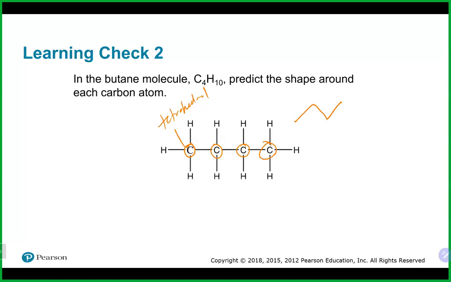And again, that is four carbons, basically, yes. And this guy right here would be this carbon. This guy right here would be this carbon. This guy right here would be this carbon, and this guy at this end would be that end.